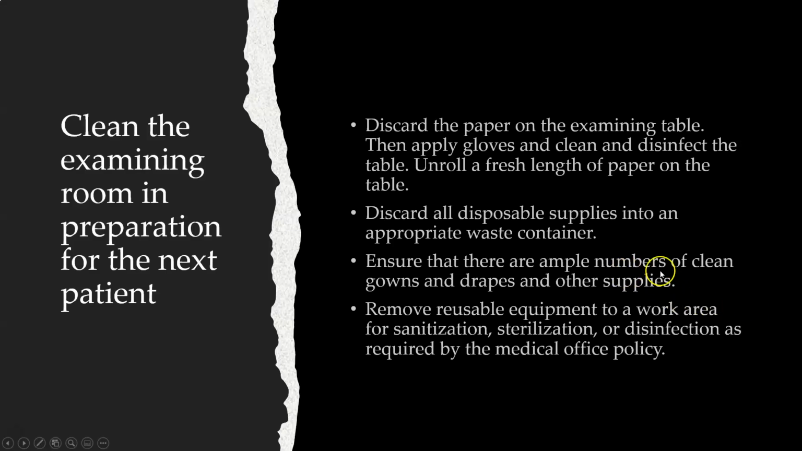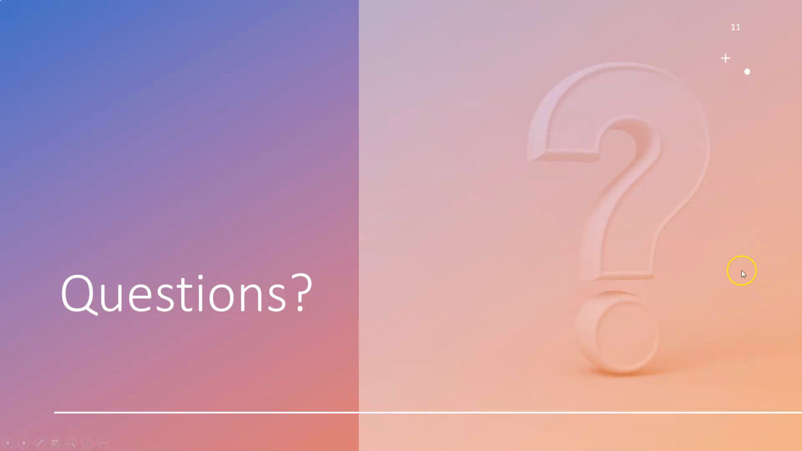Cleaning the examination room: you remove the paper, apply gloves, and then clean and disinfect the table. Once it's dry, unroll a fresh length of paper across the table. Discard any disposable supplies, check equipment, as well as remove reusable equipment so that it can be properly sterilized as needed. So again, if you have any questions, please let me know.